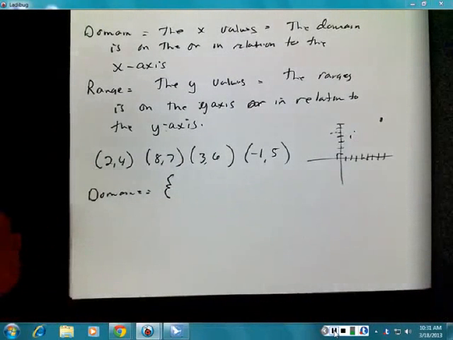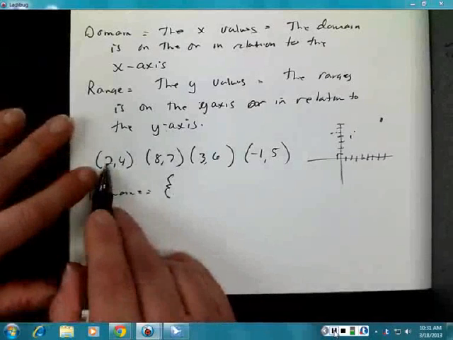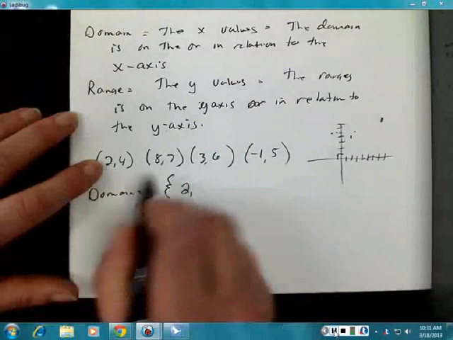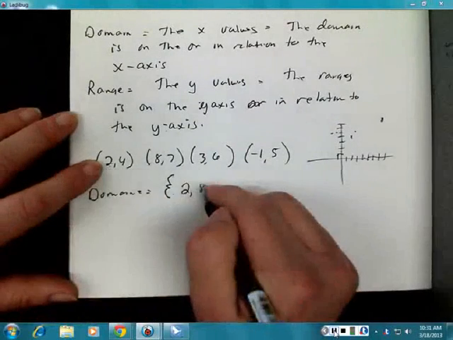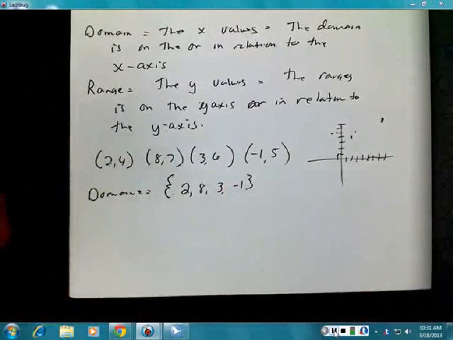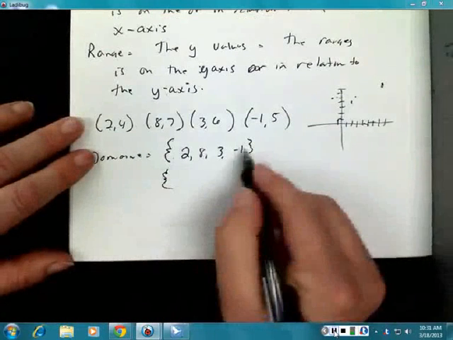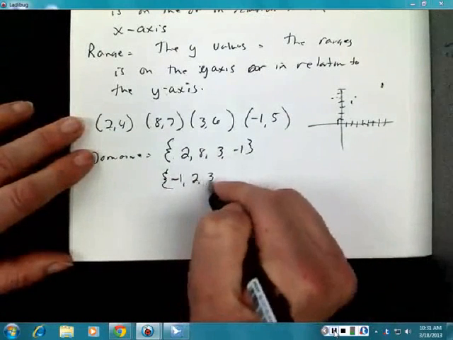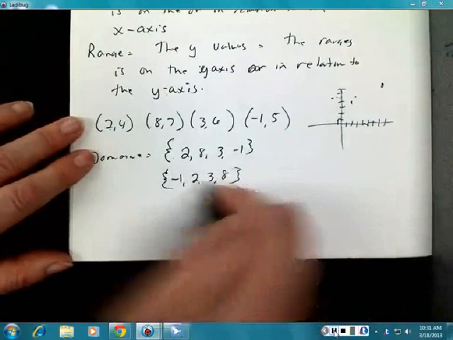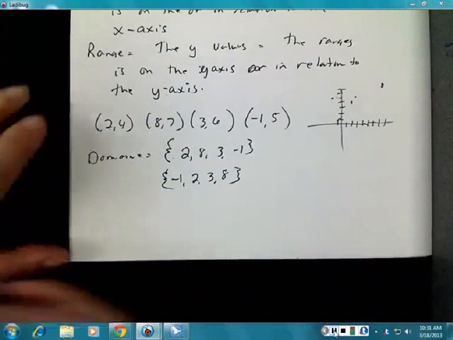So my domain has to be listed as a set. So if I list it as a set, my domain is 2, 8, 3, -1. Now that's not in order. So if I went and I put this in order, it would be -1, 2, 3, 8. Okay? And how are you going to have to put it in like the... I don't think they make you put it in order. I think you just put it in. Do they? They do? Okay, they do make you put it in order.